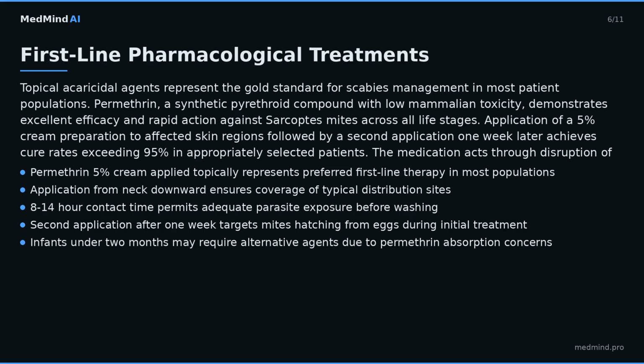First-line pharmacological treatments. Topical acaricidal agents represent the gold standard for scabies management in most patient populations. Permethrin, a synthetic pyrethroid compound with low mammalian toxicity, demonstrates excellent efficacy and rapid action against Sarcoptes mites across all life stages. Application of a 5% cream preparation to affected skin regions followed by a second application 1 week later achieves cure rates exceeding 95% in appropriately selected patients.